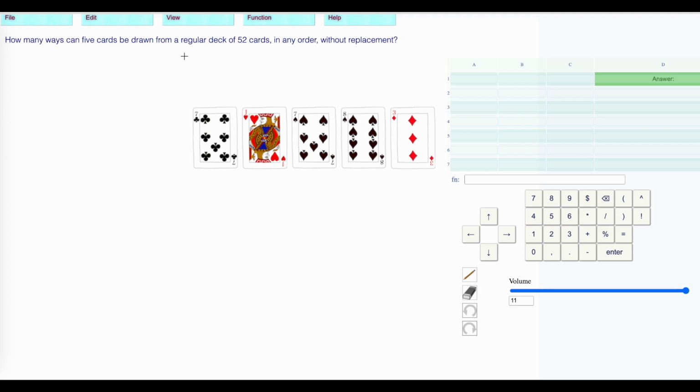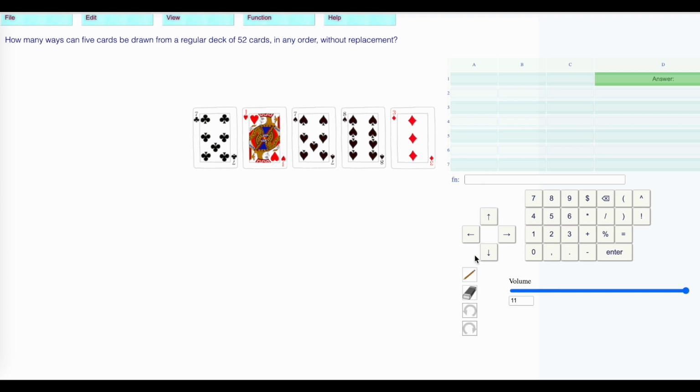How many ways can 5 cards be drawn from a regular deck of 52 cards in any order without replacement? Any order means the order doesn't matter. This is a combination. We're going to do it pretty much the way we did the permutation. For the first card, there are 52 choices. For the second card, 51 choices. Then 50 choices, then 49 choices, then 48 choices for the fifth card.